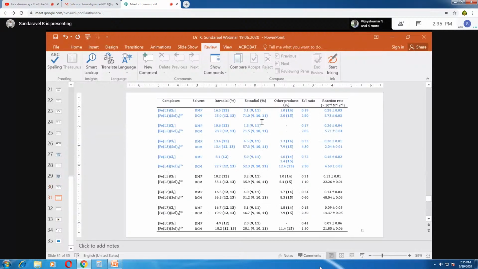Here we have summarized all the data: the solvent effect as well as the anion effect and the product ratio. If you look at the complexes, one with chloride and one with solvated species, in DMF it is giving mainly the intradiol product, whereas in DCM it is giving the extradiol product. The ratio is very, very high. Some percentage of intradiol product is also there, but 71% of the extradiol cleavage is observed. And the reactivity rate is also high in the solvent medium DCM.